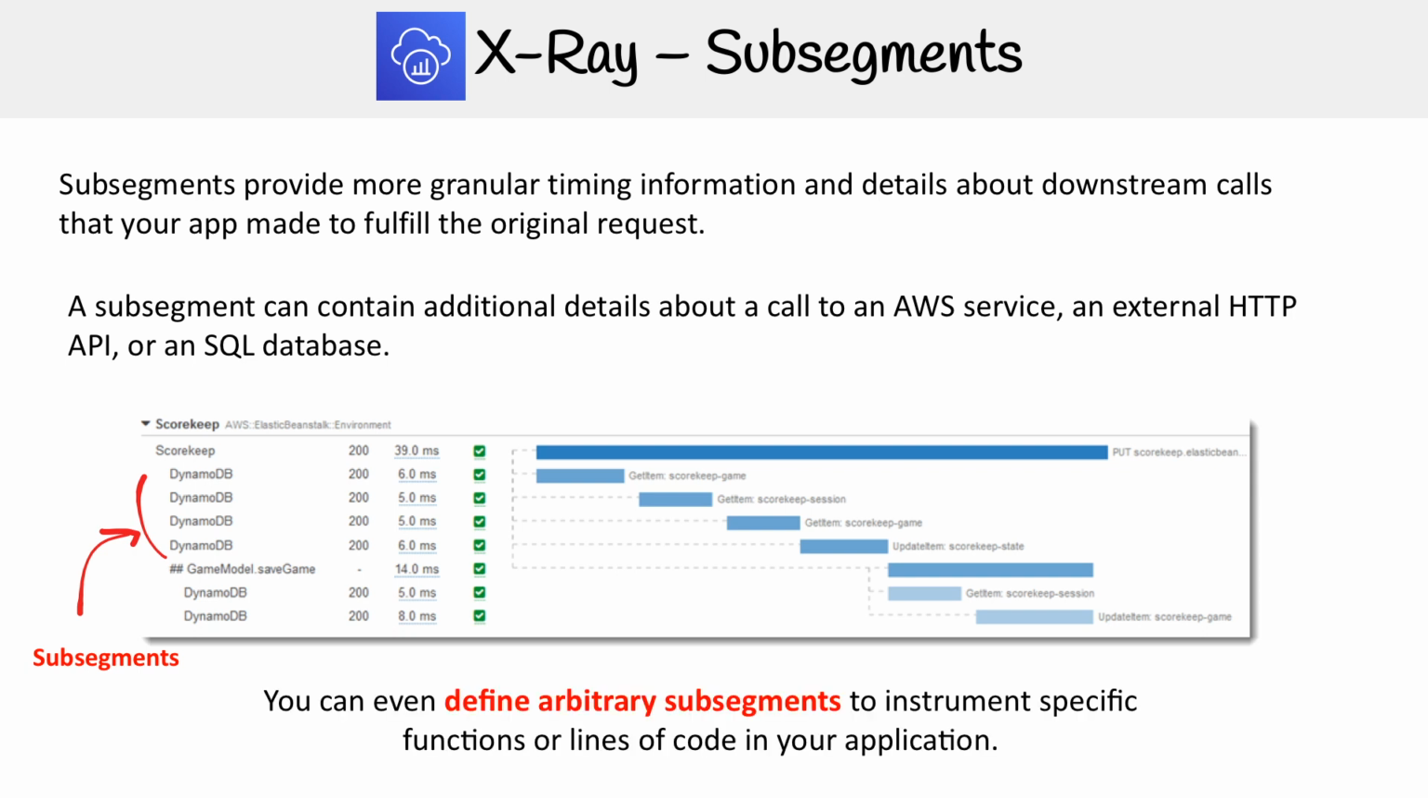Now, you can actually define your own arbitrary subsegments to instrument specific functions or lines of code. And that's what I'm going to show you in the next step. But a lot of these things, if you're using specific AWS services, might already log these subsegments for you. But if you need something more specific, you can write your own.